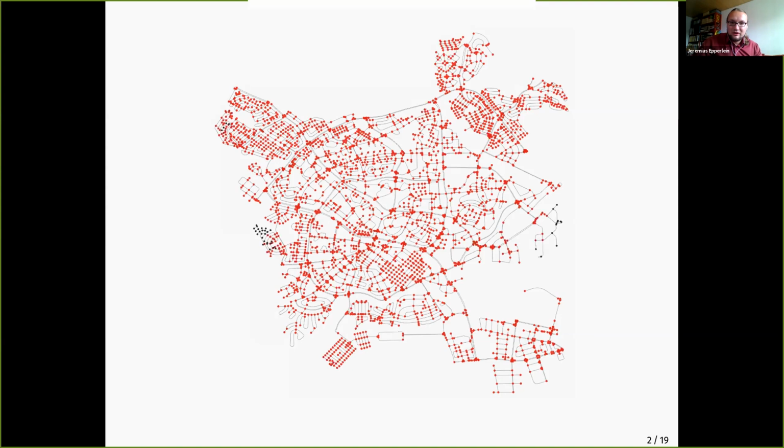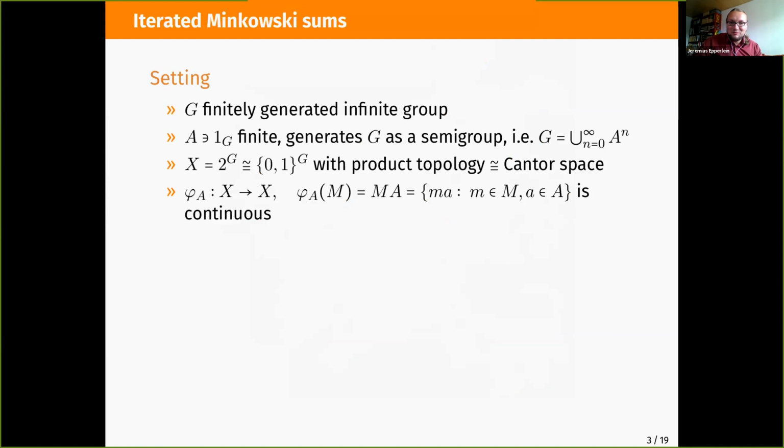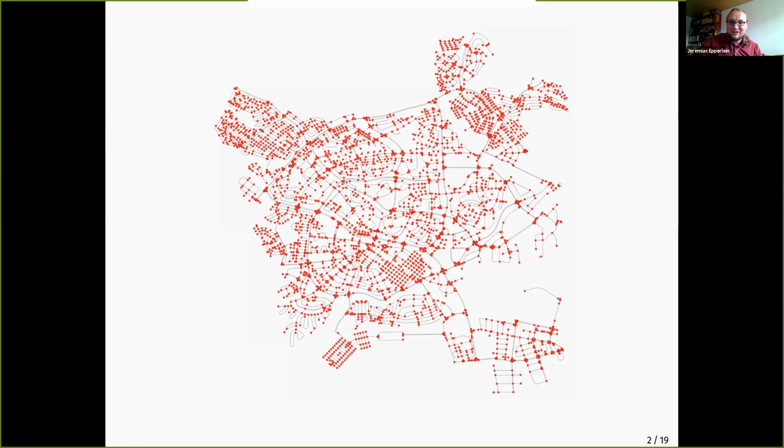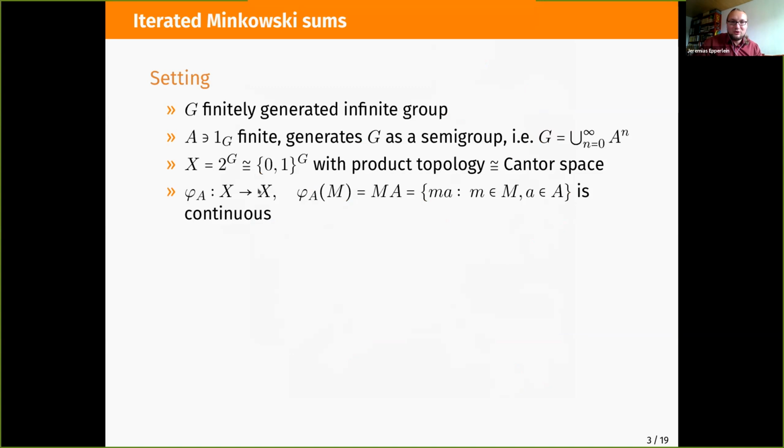But since we started doing this before everybody talked about Corona, we won't do this on city maps, but on Cayley graphs. So let's recap our scenario. We have a finitely generated infinite group G, and we take a generating set A that contains the unit of the group, is finite, and generates G as a semigroup. So every element of G can be represented as a product of elements in A. And we don't necessarily assume that A is symmetric.